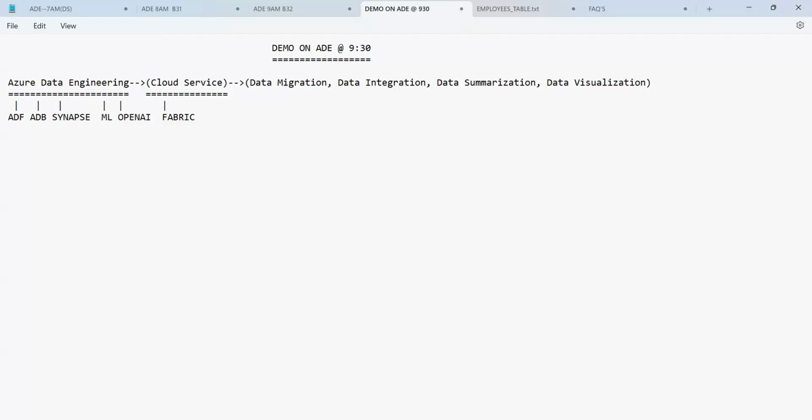Okay, guys, the following we have: data migration, data integration, data summarization, and as well as data visualization. These are all the jobs you can perform by using the Azure data engineering. So guys, let us try to understand each one of them, what it does, so that you will come to know the overview.